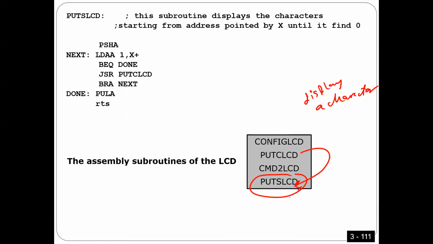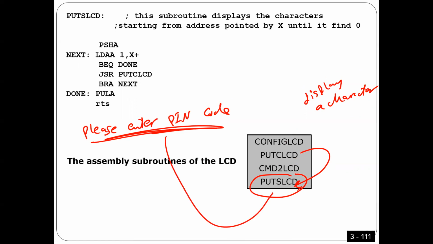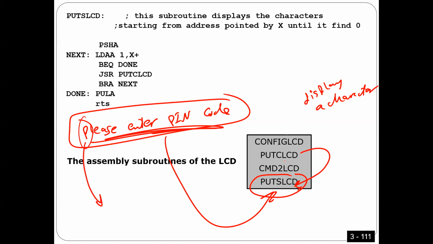So for example, I want to display something like, please enter pin code. For example, this is a message, and I want to display this message. So this one will do this. Put a string LCD will display. And you will see internally, this should be an array, as you will see right now. It is an array. This one is going to take one character and then send it as a command to the LCD internally.